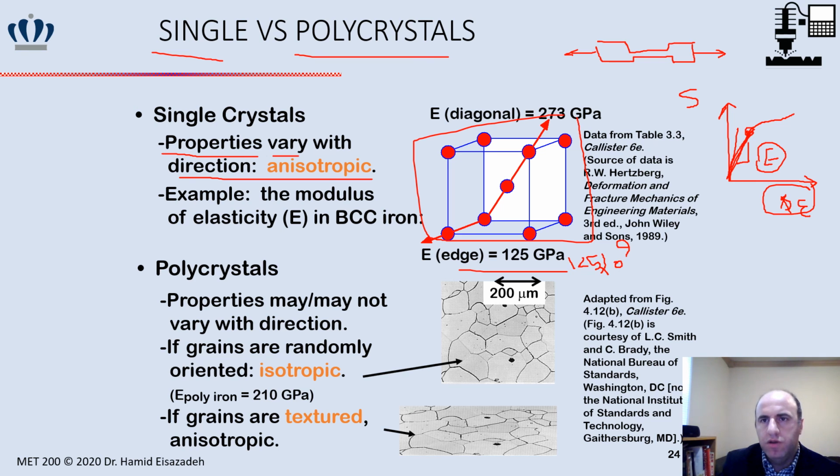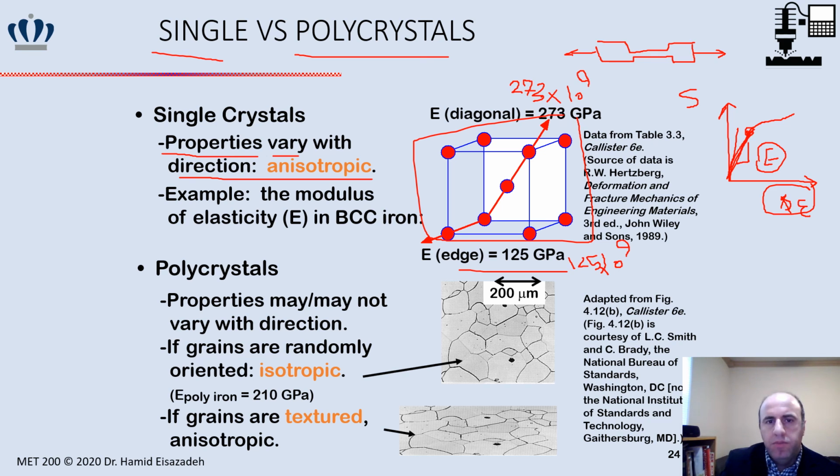And this one is 273 times 10 to the power of 9. So Young modulus in this direction is larger than the other direction. It means it's not isotropic.